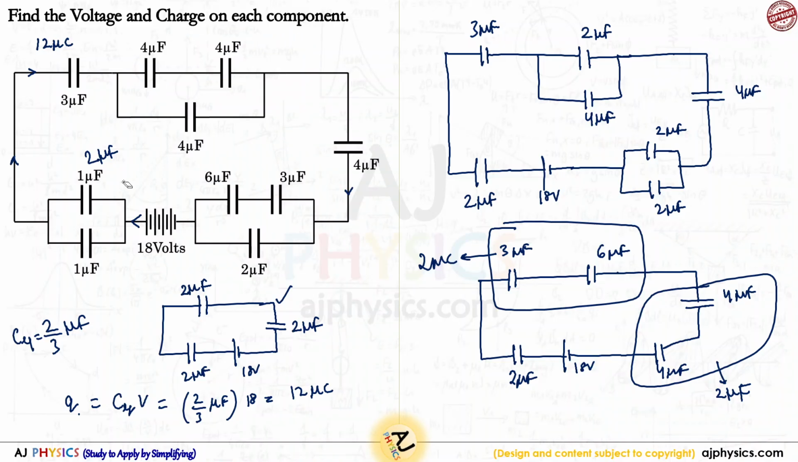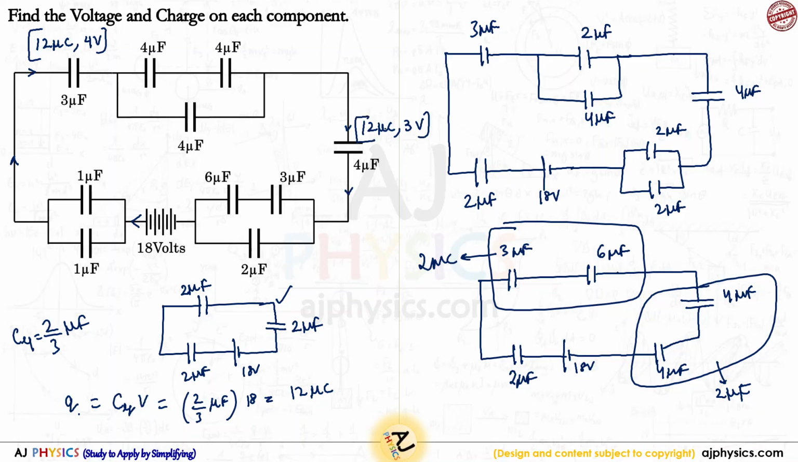Okay, so if you find the voltage on this, that would be 4 volt, because that will be 12 divided by 3, that's 4 volt. And we can solve this 4 here. The 12 microcoulomb will pass through this as well, and 12 divided by 3, that is 3 volts.